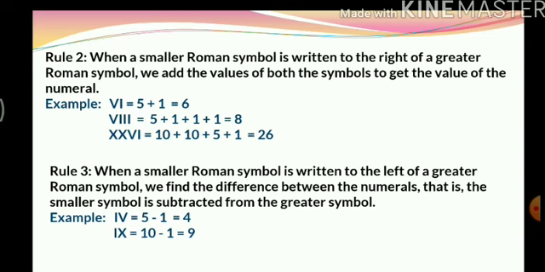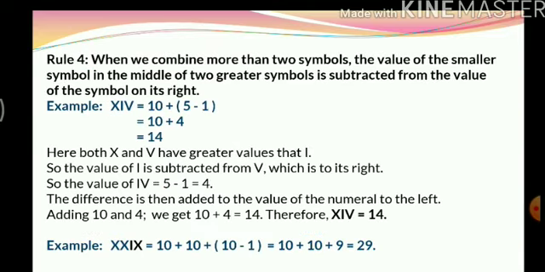I hope you were able to understand these rules. Let's move on to the last rule. When we combine more than two symbols, the value of the smaller symbol in the middle of two greater symbols is subtracted from the value of the symbol on its right. Let me show you an example. XIV. Here, both X and V have greater values than I. So the value of I is subtracted from V first, which is to its right. So the value of IV is 5 minus 1 equals 4. Now, this value is added to the value of the greater numeral to the left. So adding 10 and 4, we get 14. So XIV is equal to 14.